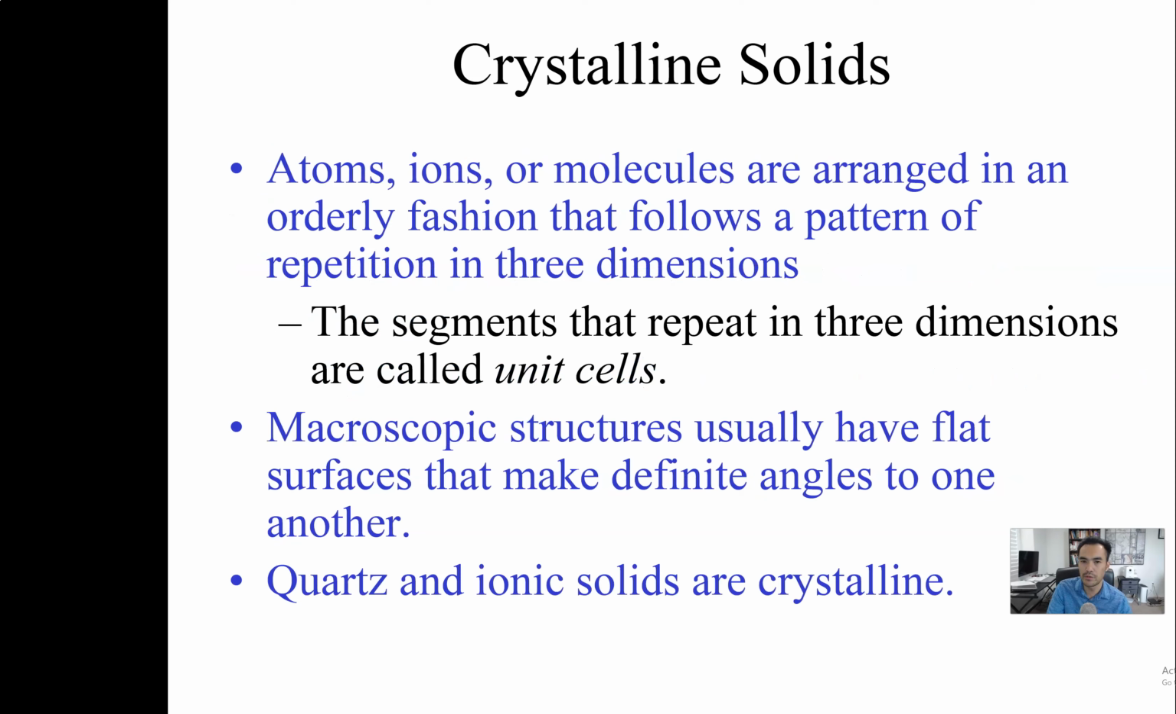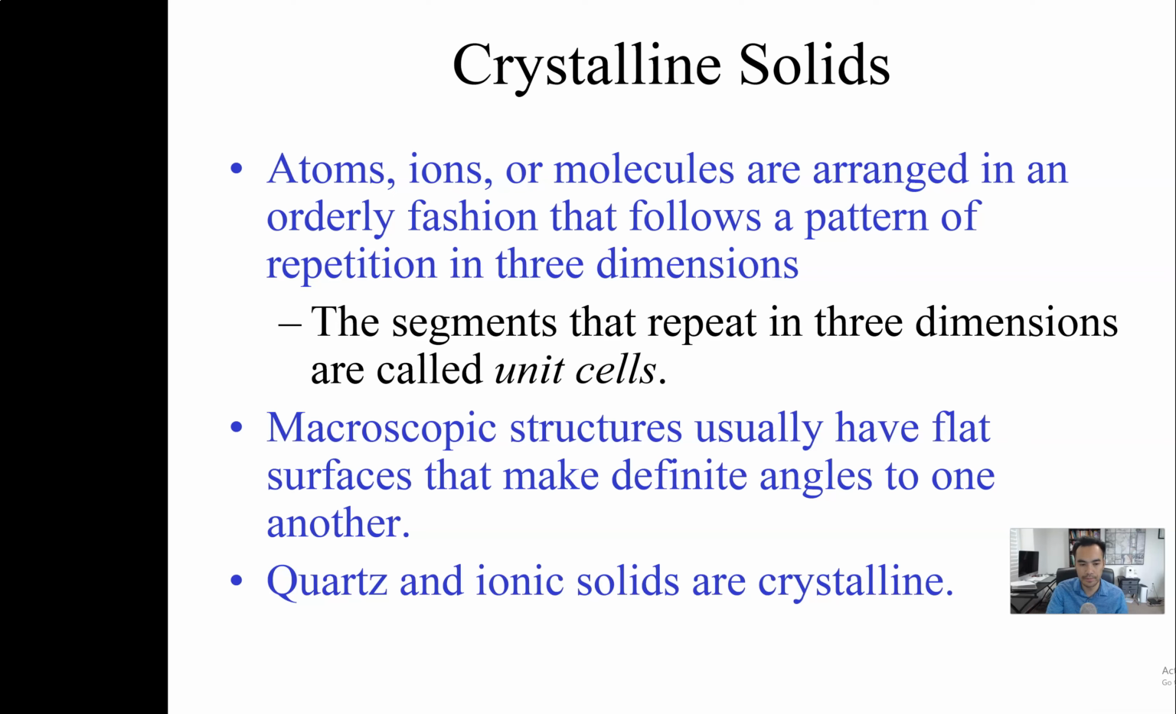Crystalline structures are a little different. These are arranged in a more definite pattern. They follow a pattern in 3 dimensions, and they have what are called unit cells, which constantly repeat after each other. These macroscopic structures generally have definite angles. Examples are quartz and ionic solids. Generally what you find in crystalline structures is very rigid structures with a very good pattern, and sodium chloride is a great example of that.